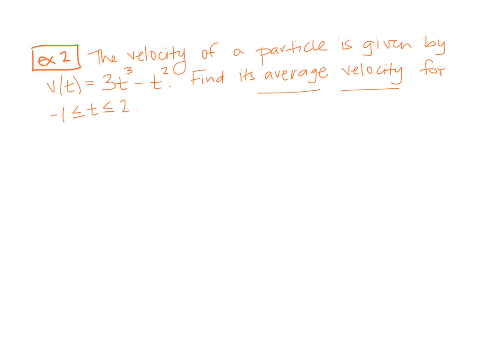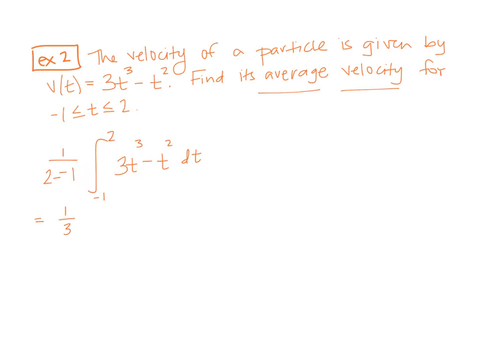And so our average velocity or average value is going to be 1 over, all right, 2 is b, -1 is our a. So 1 over 2 minus -1 times the integral from -1 to 2 of our function, 3t cubed minus t squared dt. Okay, so this is 1/3.